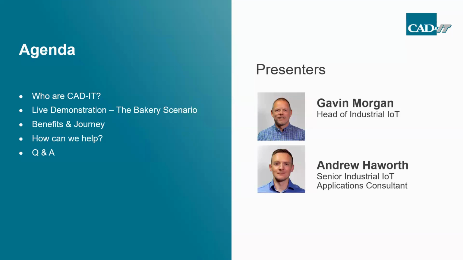So here's today's agenda. My name's Gavin Morgan. I head up the Industrial IoT business within CAD-IT. Joining me today and delivering the bulk of this webinar is Andrew Howarth, our Senior IoT Application Consultant. I'll give a very short introduction to CAD-IT for those not familiar with who we are and what we do. Then Andrew will give a live demonstration of our overall equipment effectiveness, or OEE, solution, built around a scenario in a bakery. He'll talk about the benefits and the journey beyond that, and then I'll finish with how we can help moving forward. We'll take some questions at the end.